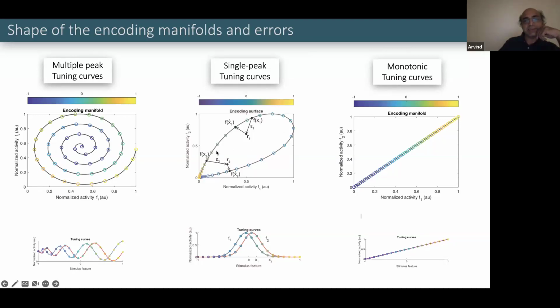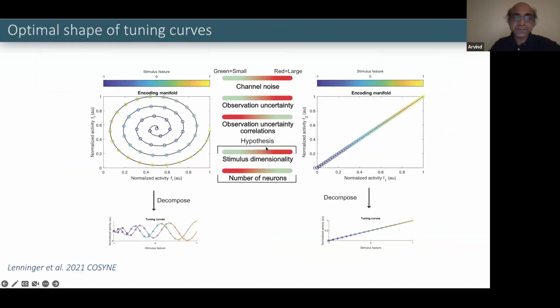Single peaks will create individual loops. And the monotonic ones, whether linear or sigmoid, are going to create a manifold which is just a line. Now we can automatically start to think about what will happen: monotonic tuning curves pretty much guarantee that there is no threshold distortion. On the other hand, when you have multi-peak tuning curves, you always run the risk of threshold distortion. However, here you have a very high resolution, meaning you can in principle represent very large values. Here you possibly can't. And single peak tuning curves are a nice mix of the two.